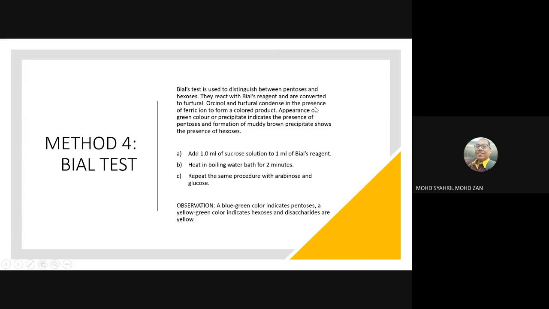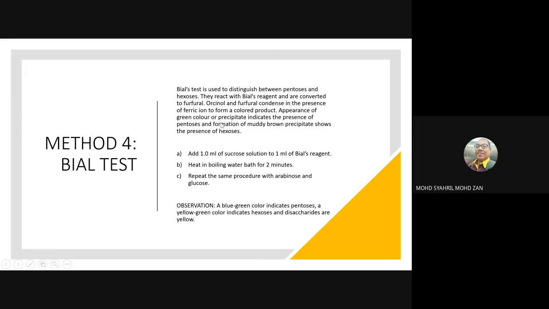Okay, and giving you different kinds of color because of another substance present, iaitu ferric ions. Okay, orcinol and furfural condense in the presence of ferric ions. So bila berlaku 3 bahan ni bergabung, kita akan dapat banyak color bergantung kepada sampel yang kita buat. For example, appearance of green color or precipitate indicates the presence of pentose and formation of muddy brown precipitate shows the presence of hexose. Okay. So gabungan antara orcinol dengan furfural dan juga ferric ion tu bergantung kepada struktur yang terdapat, tu yang kita dapat warna yang lain-lain.